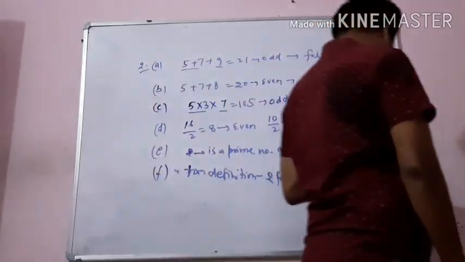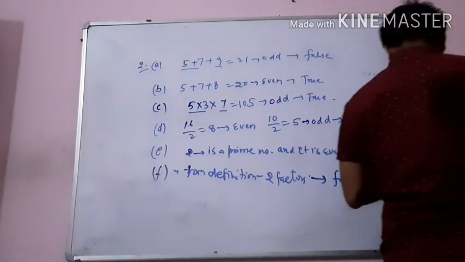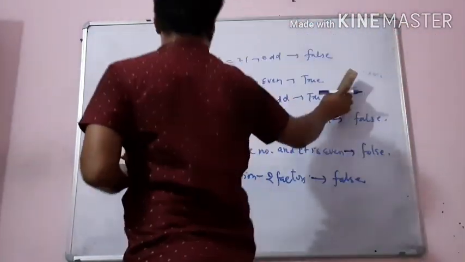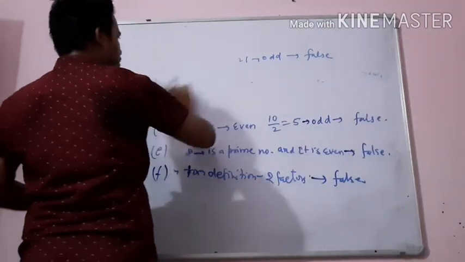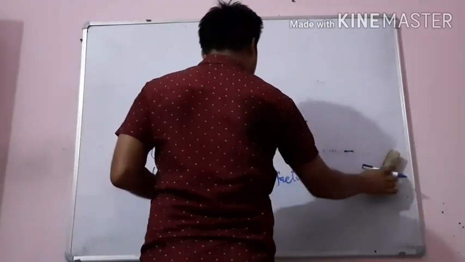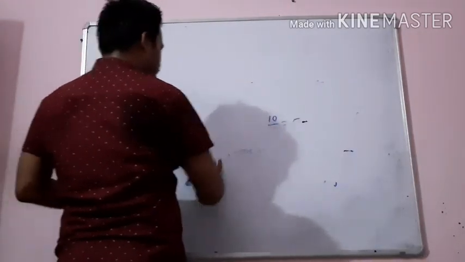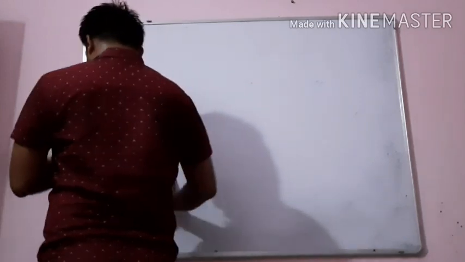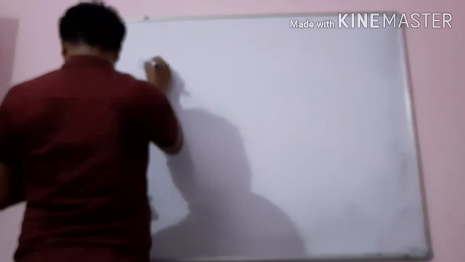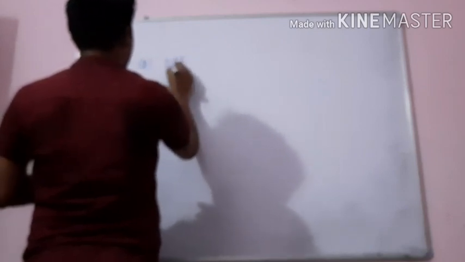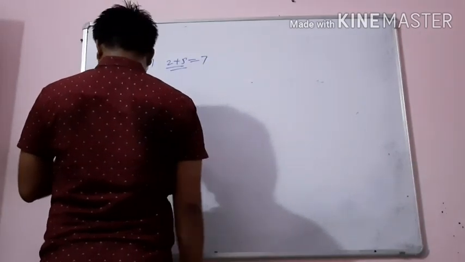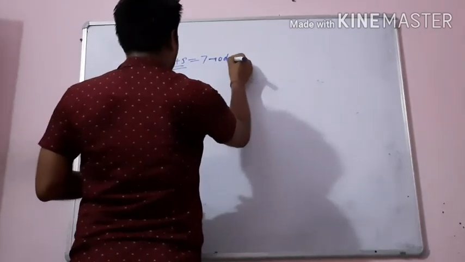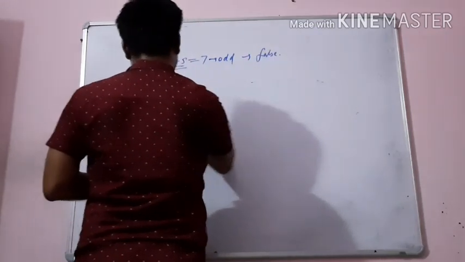Now, the sum of two prime numbers is always even. No. The sum of two prime numbers is not always even. It becomes wrong. The sum of an odd number and an even number is an odd number. Which question is this? G. Discuss G. So 2 plus 5, both are prime numbers. Their sum is 7. It is odd. So G is also a false statement.